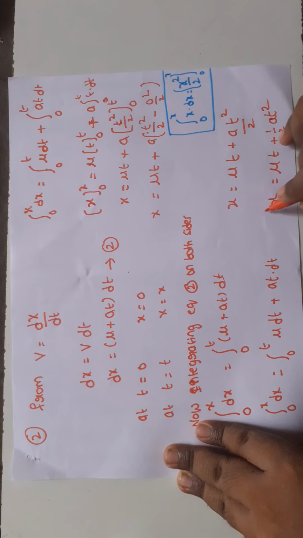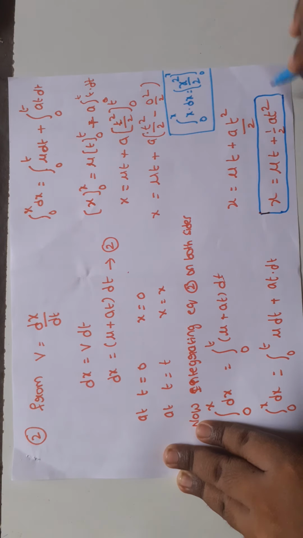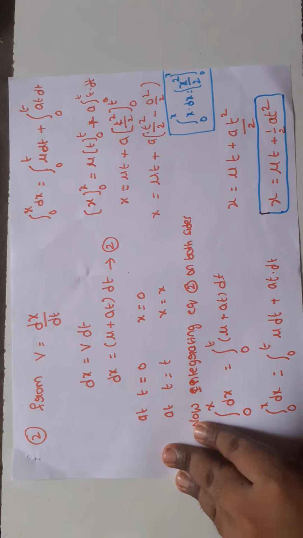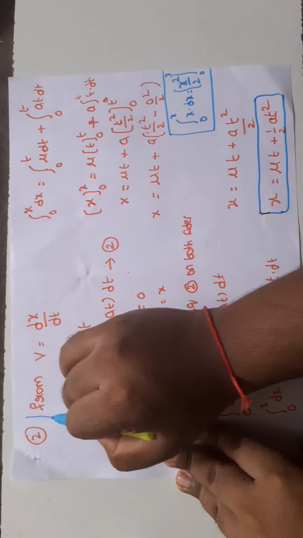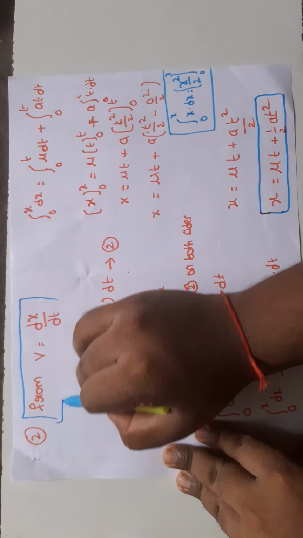This is the second equation of motion. First equation of motion: v equals u plus at. Second equation of motion: x equals ut plus half at square. So the second equation has the key point velocity.